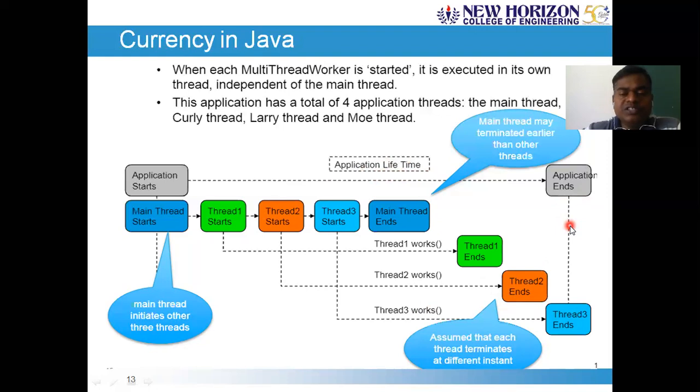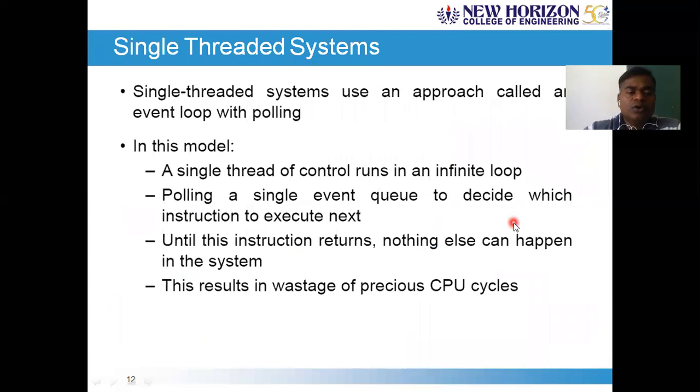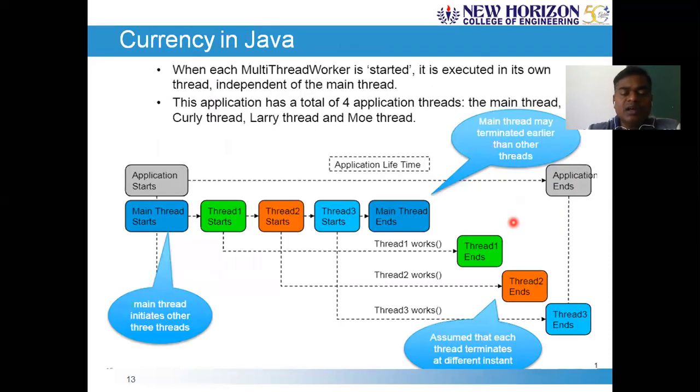So let us differentiate between this multi-threaded system and the single-threaded system. In a single-threaded system, we have only one thread. Unless the first thread completes, the second thread or a second process cannot take a chance. Here, all three or four things will go parallel.